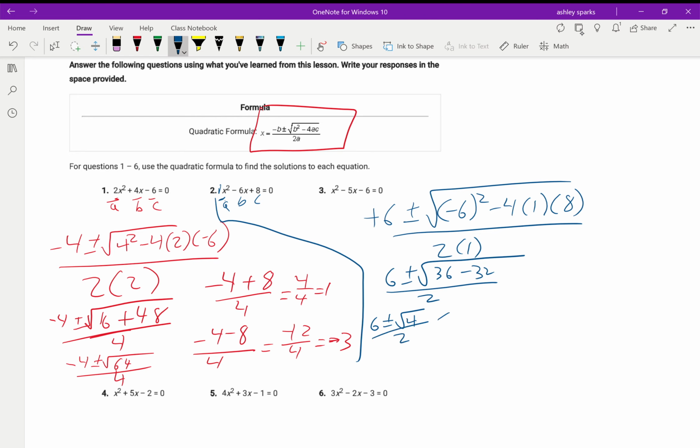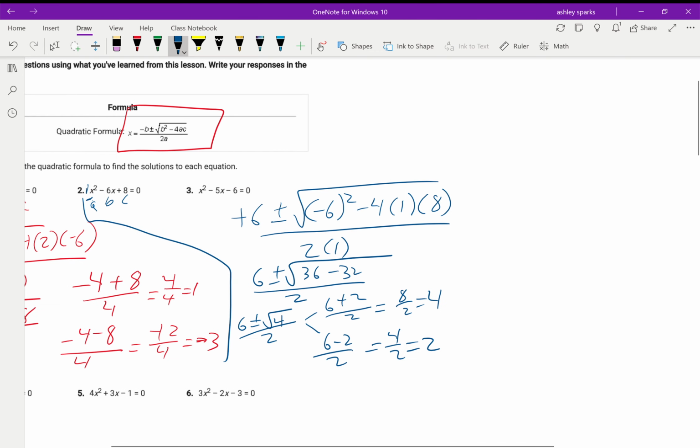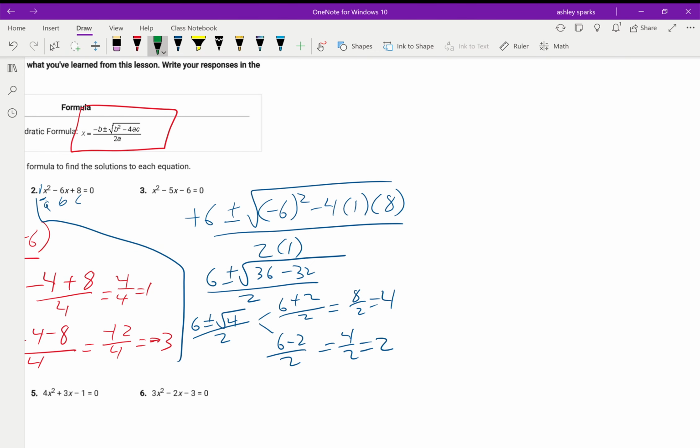And that goes into two problems. 6 plus 2 over 2, square root of 4 is 2, or 6 minus 2 over 2. Which will give me 8 over 2, which is 4, or it'll give me 4 over 2, which will give me an answer of 2. Okay.